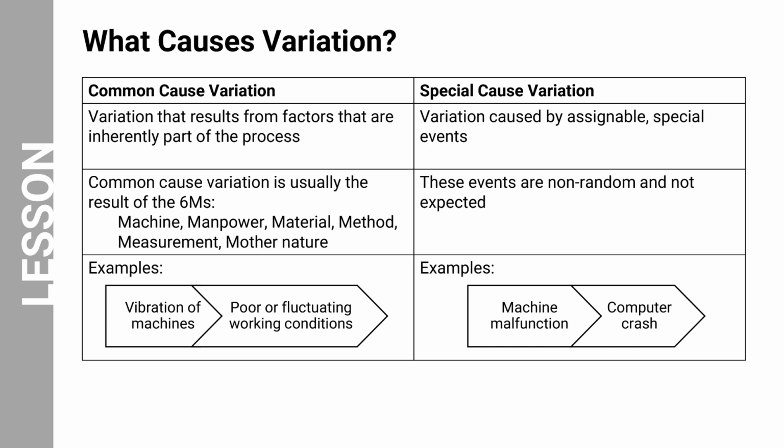Special cause variation is variation caused by assignable special events. These events are non-random and not expected. Examples of special cause variation are a machine malfunction or a computer crash. Common cause and special cause variations are sometimes referred to as chance and assignable causes of variation. Six Sigma uses many tools and techniques that identify variation, the type of variation, and the possible factors causing the variation.